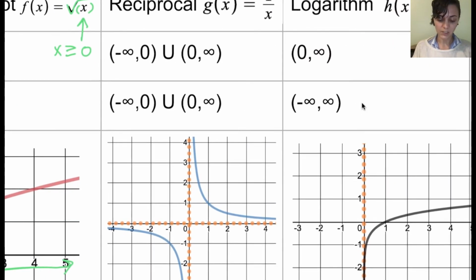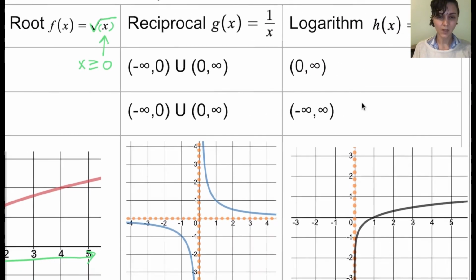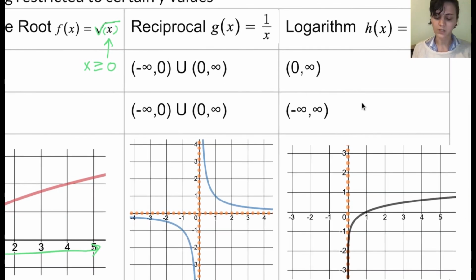The middle function is the reciprocal function. I don't know if you've seen the reciprocal function before, but basically it's the reciprocal of y equals x. It's the reciprocal of a line. So instead of being y equals x, it's y equals 1 over x. Okay? Reciprocal, flipped. And so the restriction here is that you're not allowed to divide by 0.